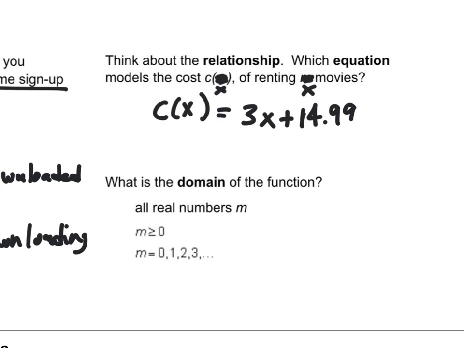Okay, now the other thing is, it says, what is the domain of this function? Now, this is where it gets a little tricky in understanding what you need to do here, okay? Can I buy like 1.5 movies? You either buy the full movie or you don't buy the movie, right? So you can buy 0 movies, 1 movie, 2 movies, 3 movies. There is no in between.